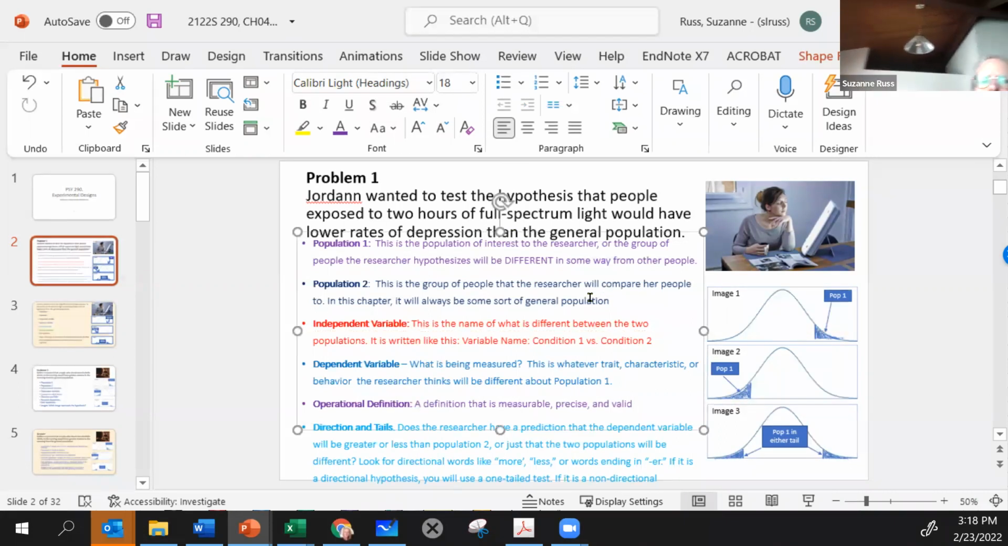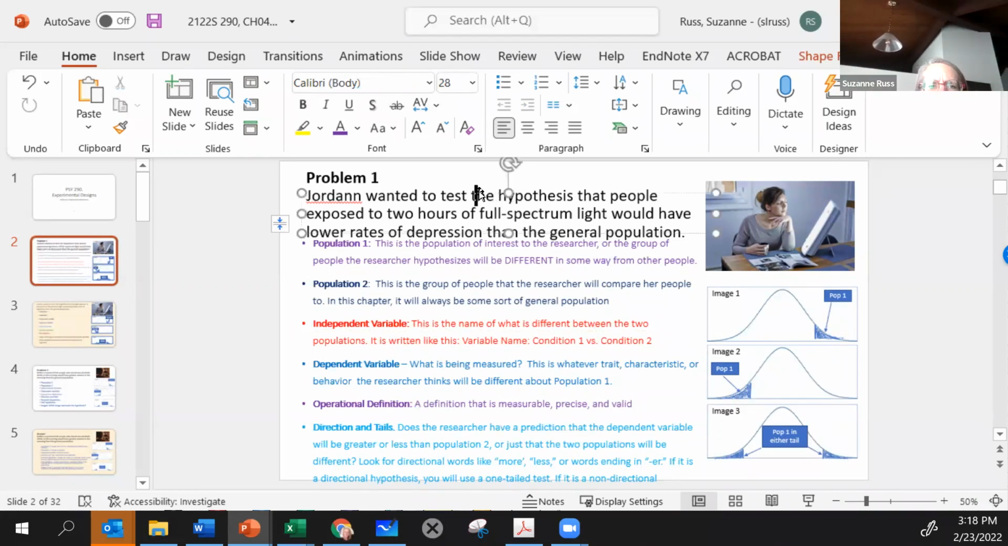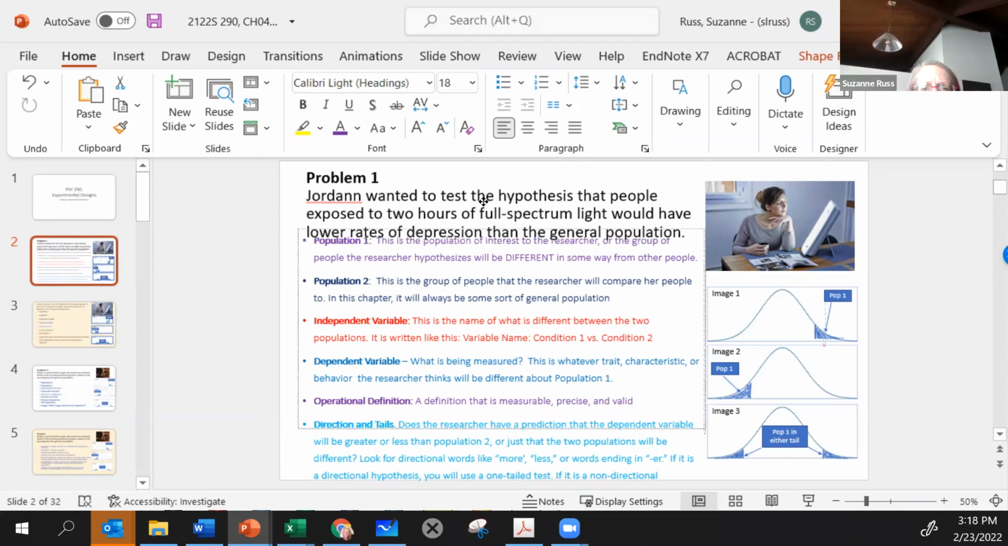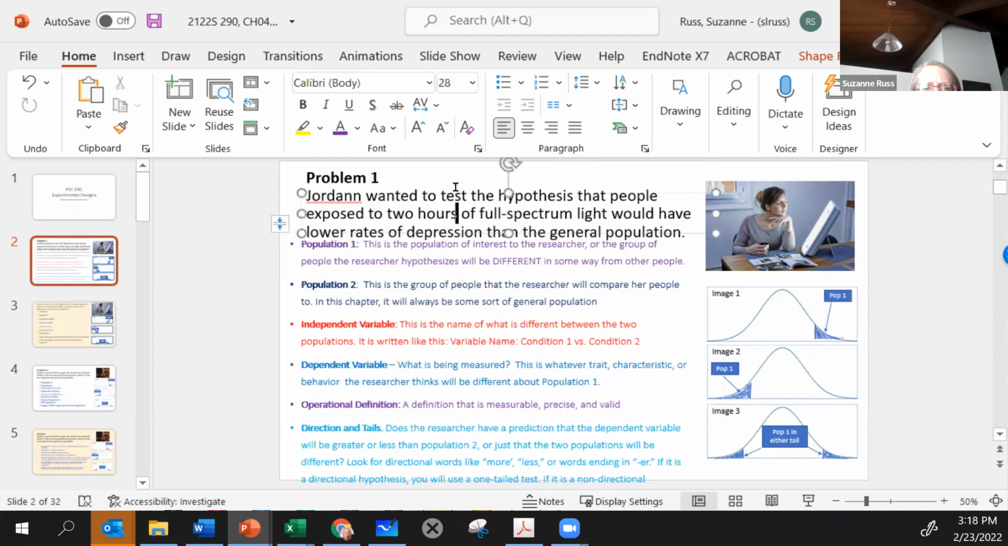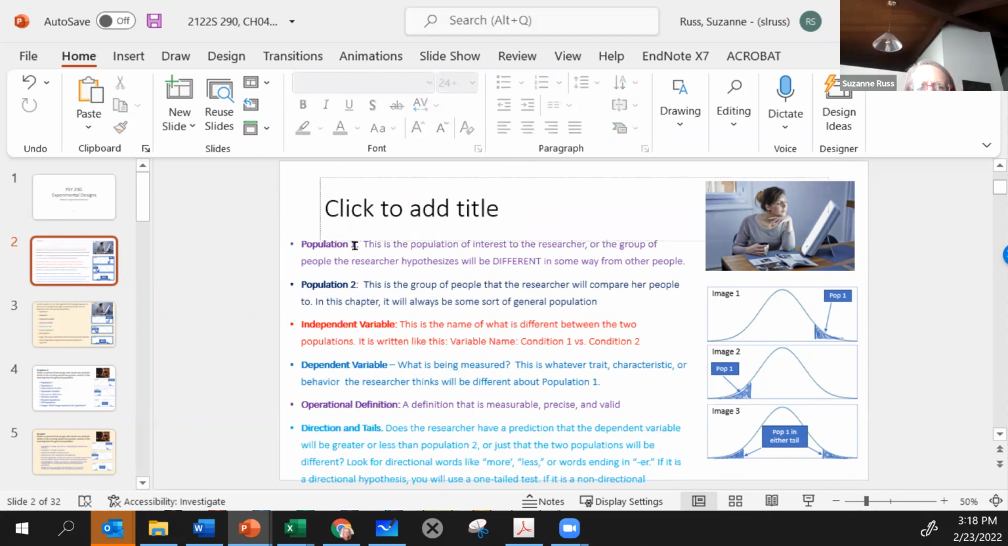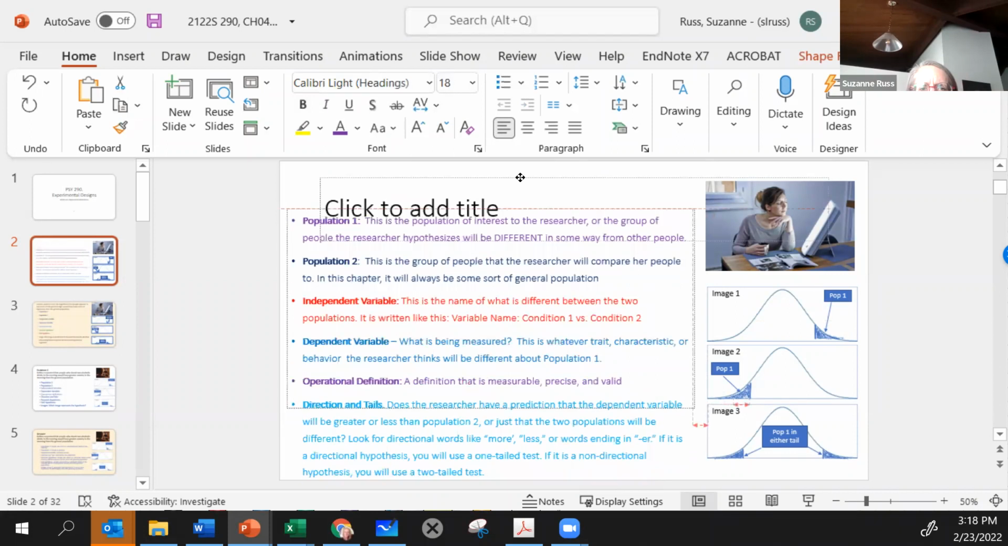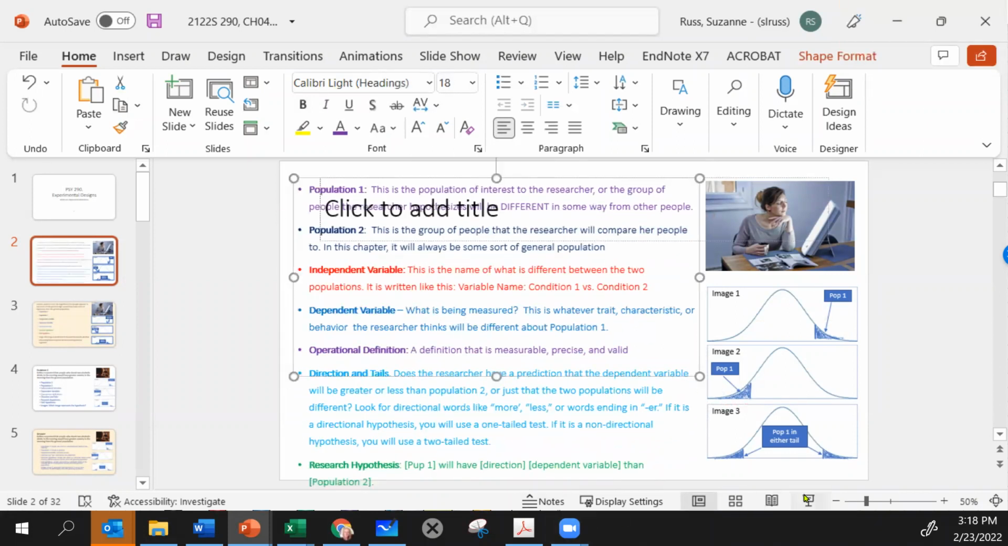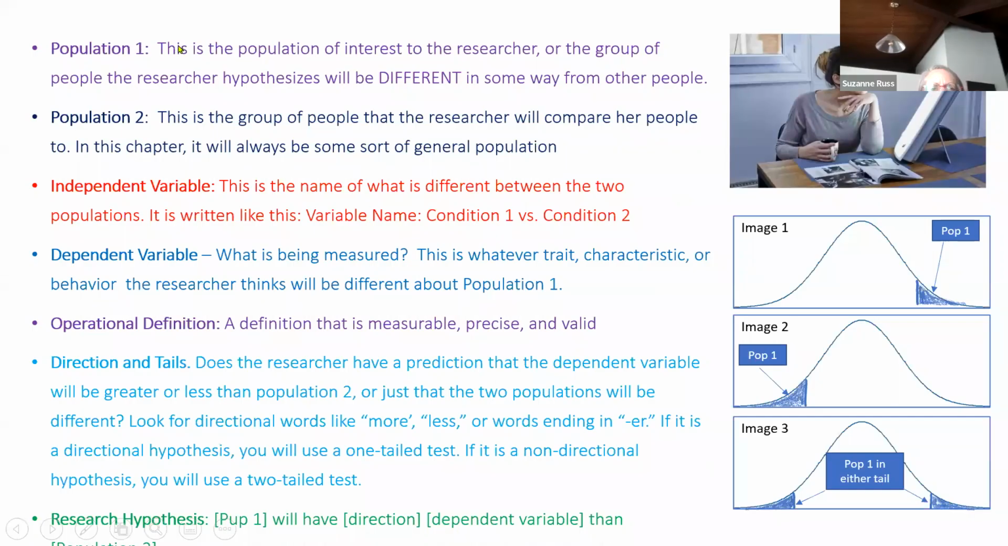So this is just describing what we're doing. What we're going to do for each of these problems is we're going to figure out certain things, and we're going to figure out what the populations are. So what people or what groups are we actually comparing? I'm going to move this up so that we can see the whole thing. What group are we actually comparing is the first thing we'll look at. So we're going to look at who population one is and who population two is. We'll do these in examples.